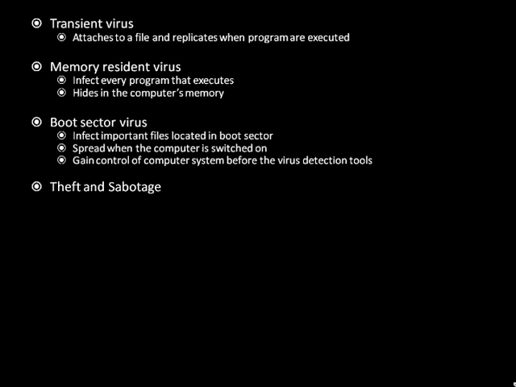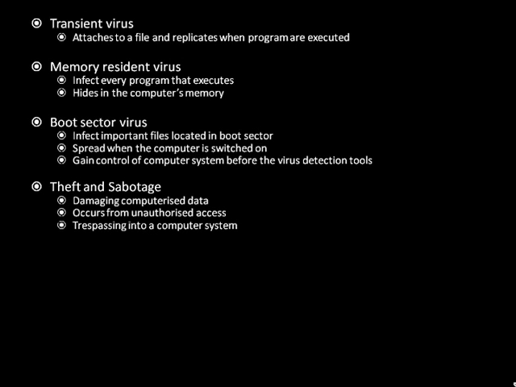Theft and sabotage is another threat to computer security. Theft of confidential information or software is a potential problem. It consists also of sabotaging information systems by damaging computerized data. Theft and sabotage also occurs from unauthorized access or trespassing into a computer system.